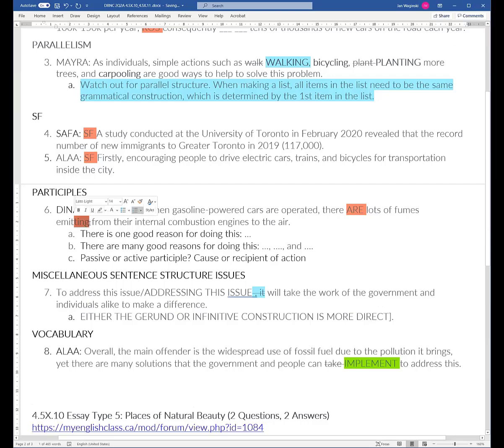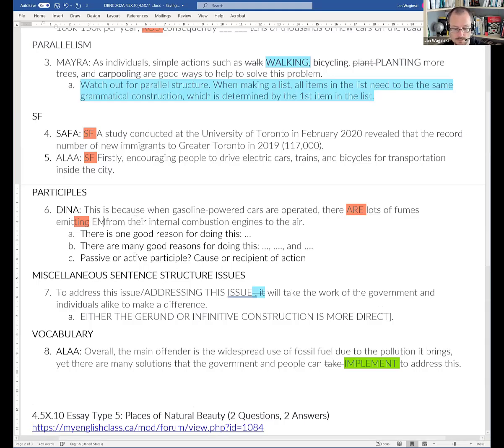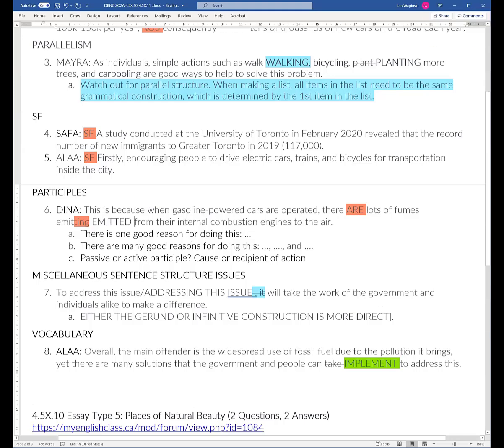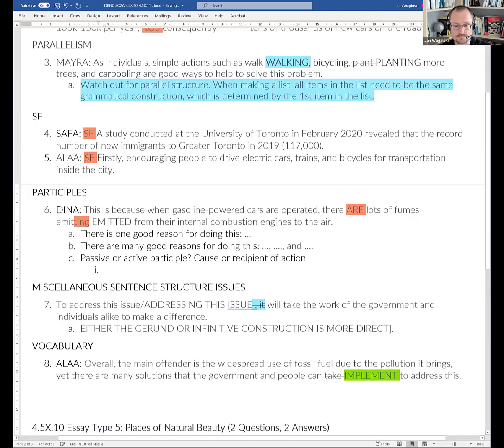Here. Emitted? Yes. Do you know why? Or can you explain why? Yes. Because a lot of the fumes which are emitted. Yes. So if we take it off, it will be emitted, yeah. So to figure out if it's the passive or the active version, it helps to transform the participle into the full verb. There are lots of fumes that combustion engines emit into the air.